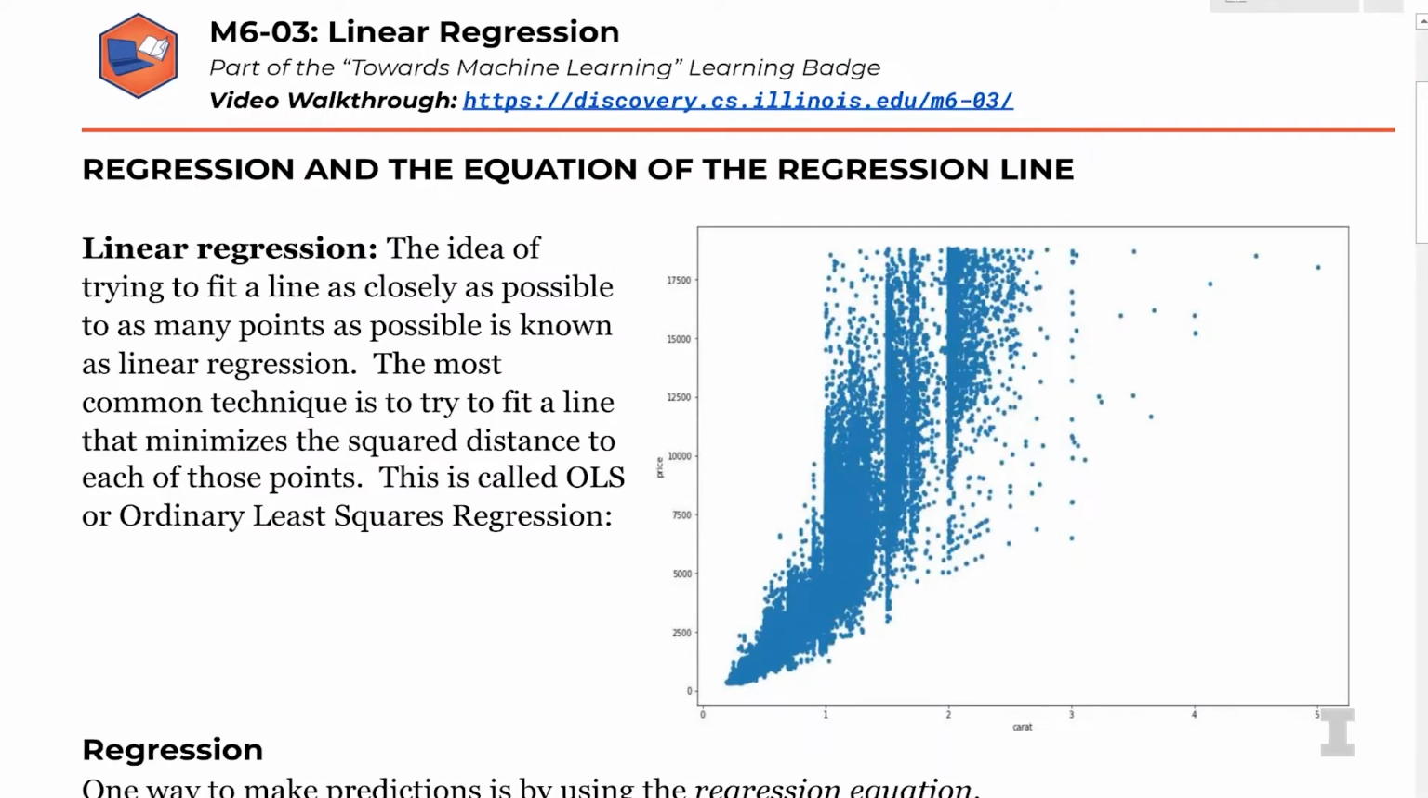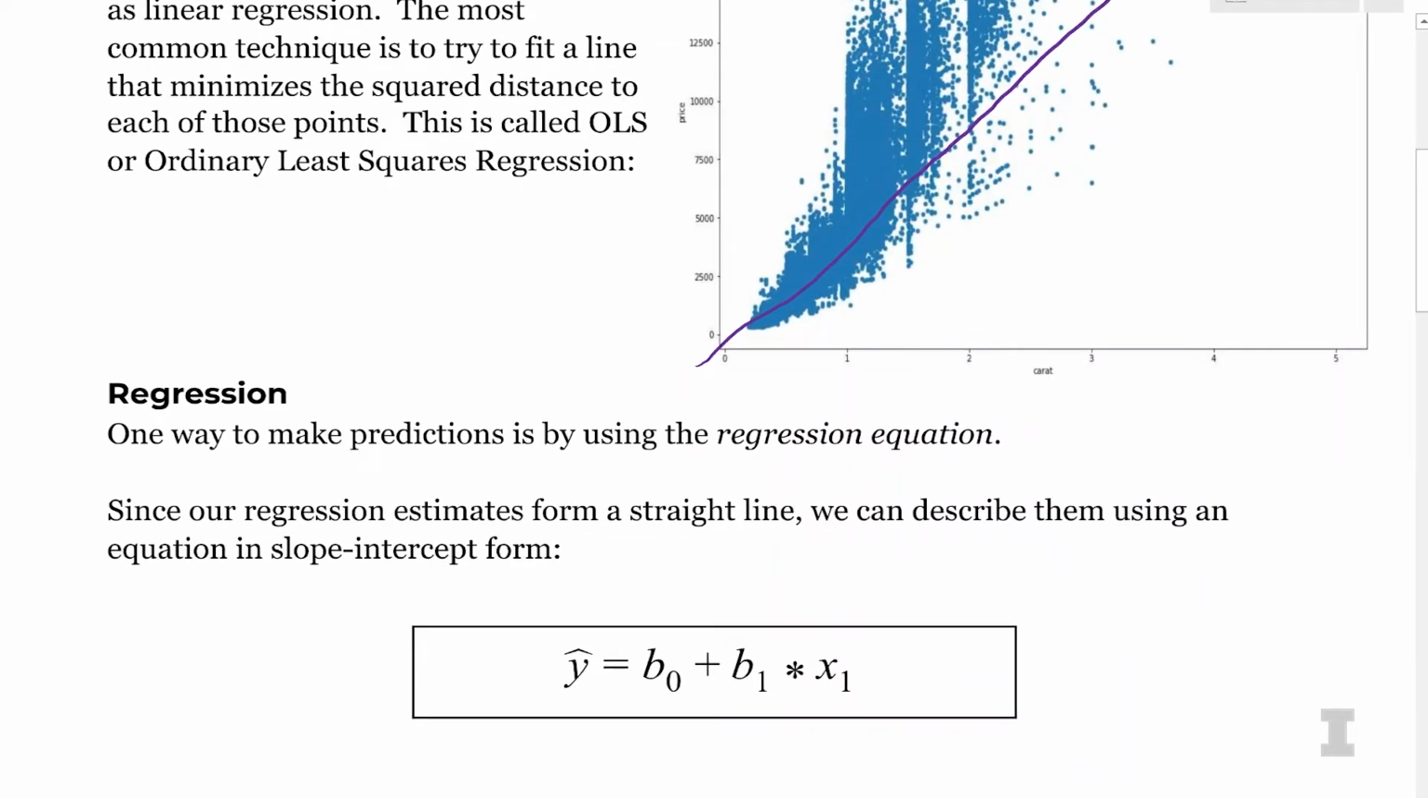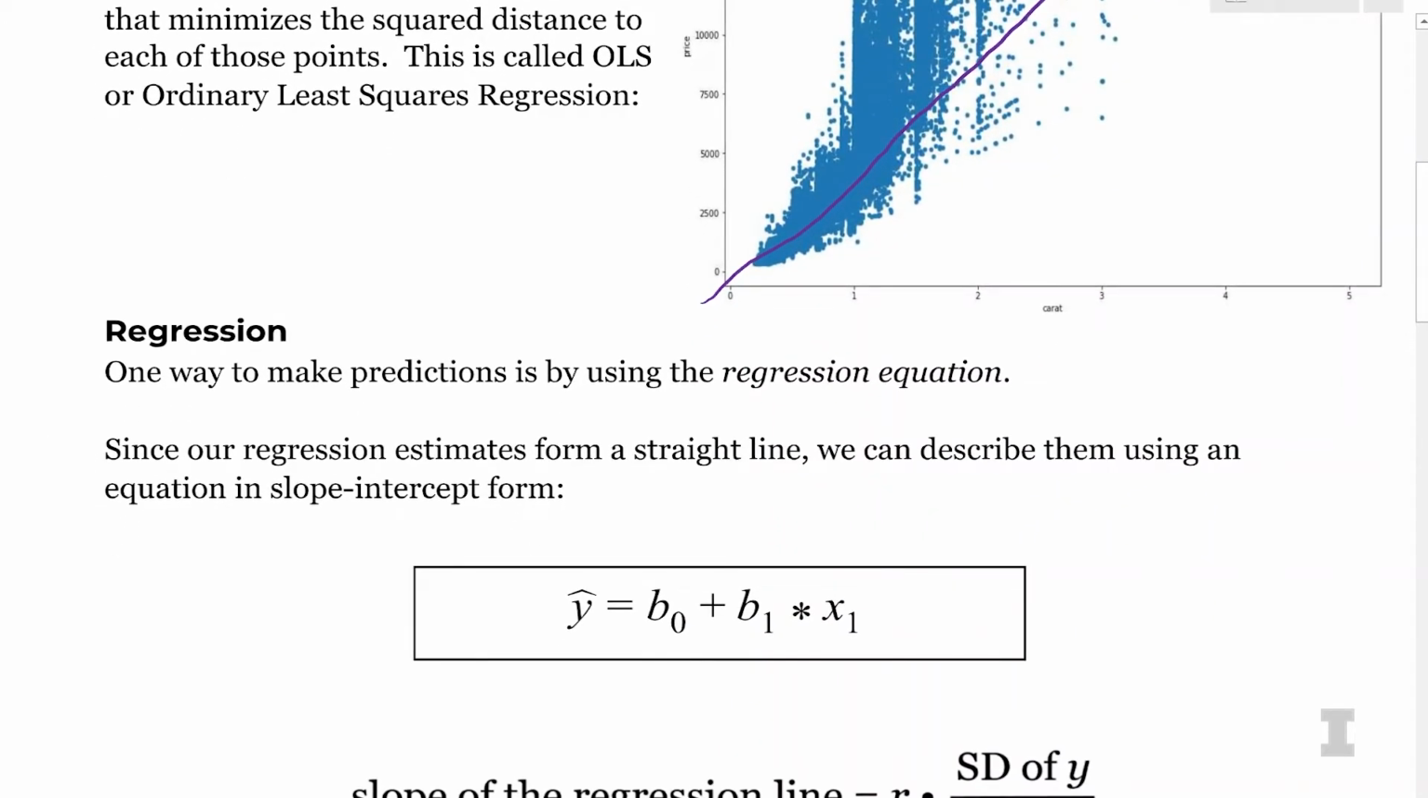So linear regression is the idea of trying to fit a line as closely as possible to as many points as possible. The most common technique to do this is called ordinary least squares regression. Basically, we're going to fit a line of best fit through our points that minimizes the error between each point and the regression line. So we can make predictions once we have this line of best fit, and we can also represent it as a line in slope-intercept form.